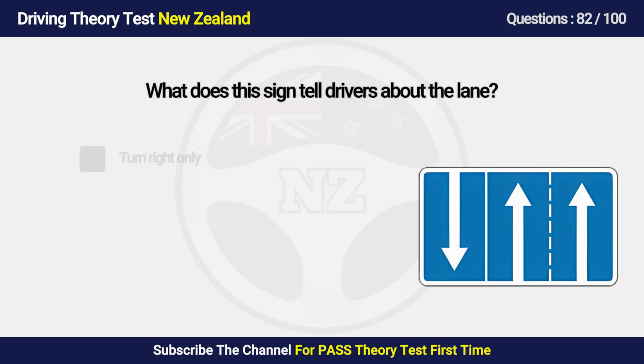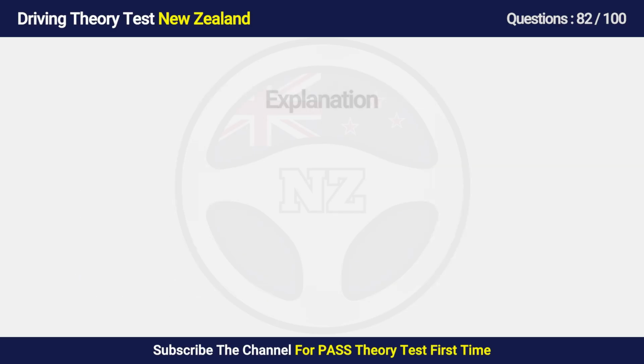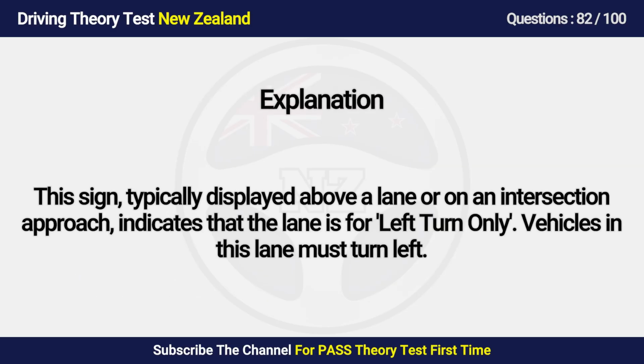Question 82. What does this sign tell drivers about the lane? A. Turn right only, B. Lane for left turn only, C. Straight ahead only, D. U-turn permitted in this lane. Answers is B. Lane for left turn only. This sign, typically displayed above a lane or on an intersection approach, indicates that the lane is for left turn only. Vehicles in this lane must turn left.